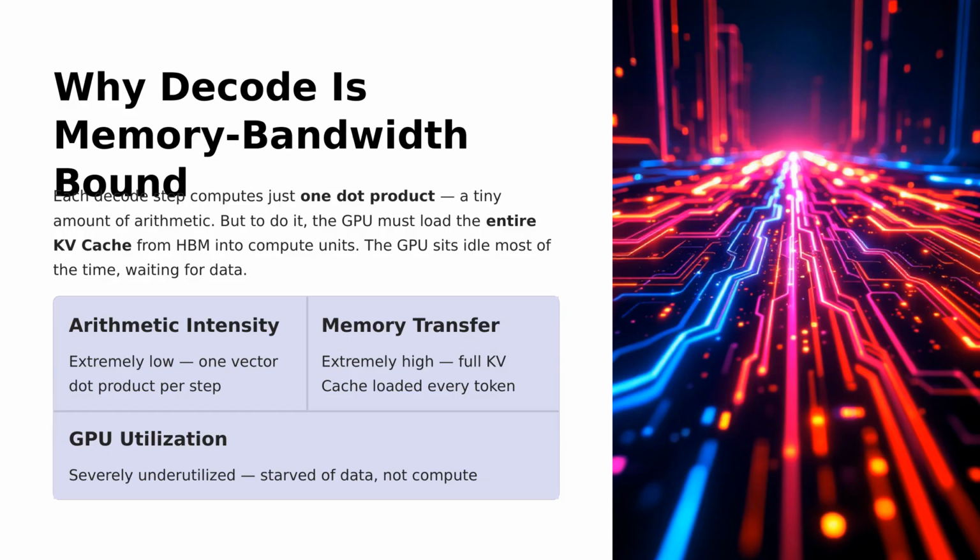In this slide, we explore why the decode process is memory bandwidth bound. Each decode step involves calculating just one dot product, which is minimal arithmetic work. However, to perform this calculation, the entire KVcache must be loaded from high bandwidth memory into the GPU's compute units. This results in the GPU being mostly idle, as it waits for data to arrive. Consequently, arithmetic intensity is extremely low, while memory transfer demands are extremely high, leading to severe underutilization of the GPU.